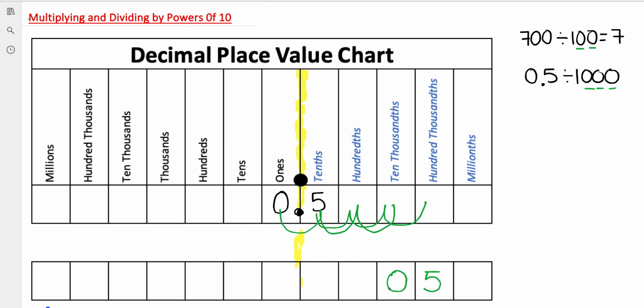Have I stopped? No, because I'm in the decimal place values. What do I have to do? I have to say I have 0 ones. My decimal place is here. I continue with my decimal place in the same spot. And the zeros in between are important because they're placeholders. Therefore, my answer is going to be 500 thousandths. And we write it like this. And that's going to be my answer.